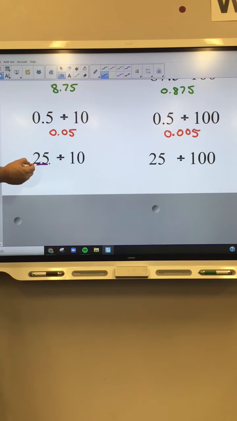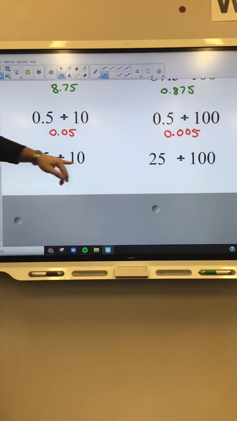So I'm starting with 25, but I want to divide it by 10. Whenever I divide by 10 or 100, I'm just moving the decimal over, right? 10's got 1 0, so I'm only moving it 1 decimal place over. So what's my new number? 250. You're moving the wrong way. That'd be if I multiply by 10.